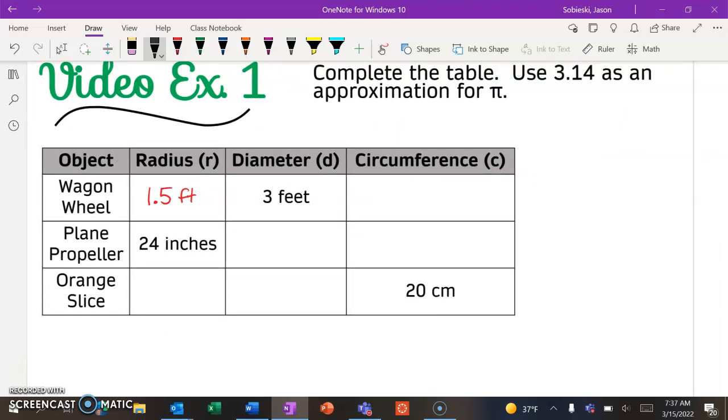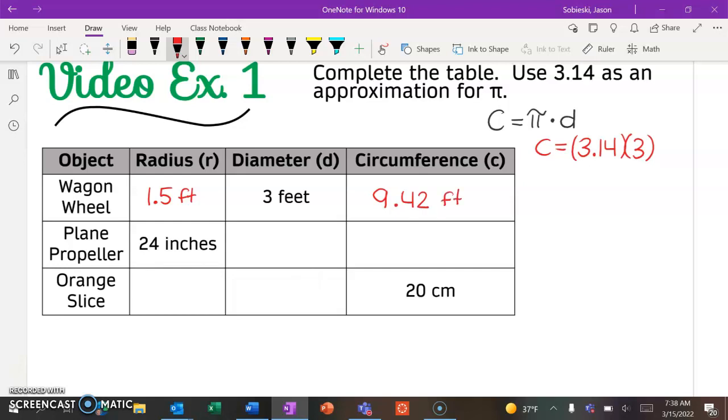And again, like we learned yesterday, it is C equals pi times d, meaning circumference is equal to pi times the diameter. So if we're going to plug in for the wagon wheel, we know the circumference must be equal to, they tell us to use 3.14 for pi, so we can put that in. And then we're going to substitute in 3 for our diameter. And if you plug 3.14 times 3 into your calculator, we get 9.42 feet, which would be our circumference. And our first row of the table is complete.